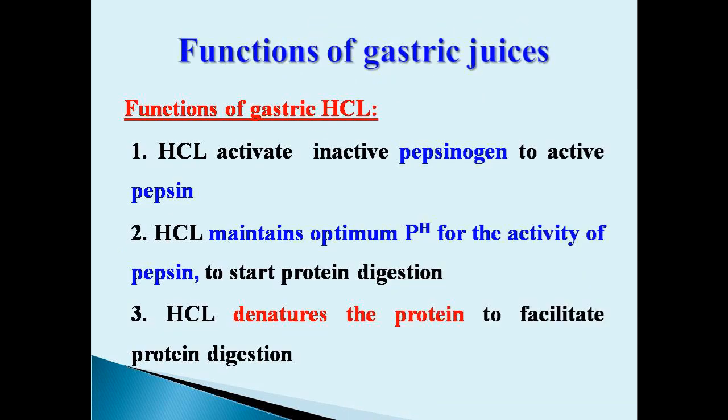Now the functions of gastric juice. We have 4 important components in gastric juice. Number 1, gastric hydrochloric acid. Number 2, pepsinogen. Number 3, mucin. And number 4, intrinsic factor of Castle.